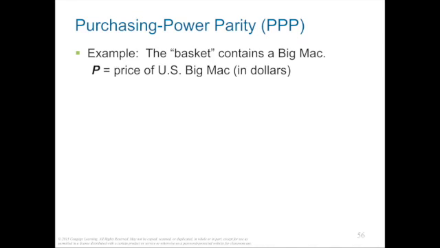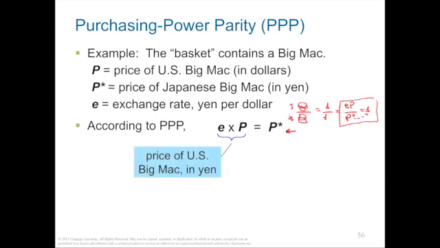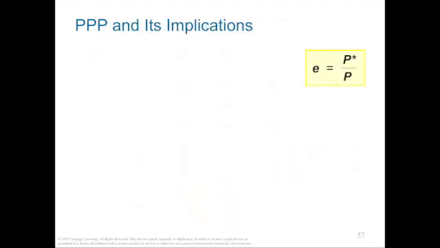Let us make an example. Suppose the basket contains a Big Mac. So we don't have many goods, we just have one good. Suppose that P is the price of a US Big Mac, and P star is the price of a Japanese Big Mac in yen. E is the nominal exchange rate. According to the PPP, what we get is that one burger in one country should exchange for one burger in the other country, US, Japan, which means this is 1-to-1, which means EP over P star is equal to 1. Let us rearrange. Bring this one on the right-hand side, you get this equation. Okay? This is the price of a US Big Mac in yen. This is the price of a Japanese Big Mac in yen. Now, the same currency should buy the same amount. So 1 and 1. So nominal exchange rate will adjust to make it happen.